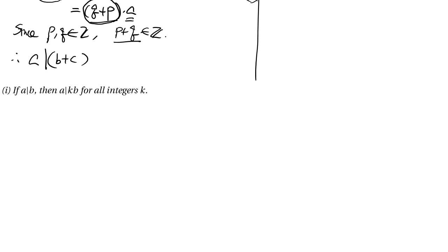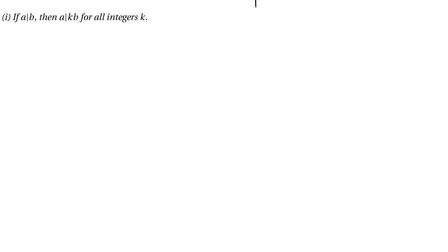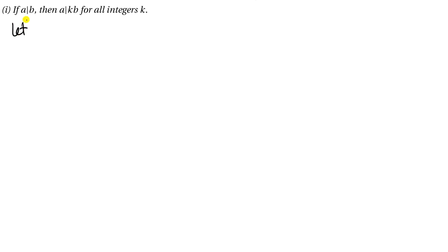Okay, next one. The condition is A is a divisor of B, then A should be a divisor of K times B for any integer K, no matter what, even including 0, right? So let's start with writing down the hypothesis. Let A be a divisor of B. Then from that given hypothesis, we can say there is an integer Q such that B equals Q times A.